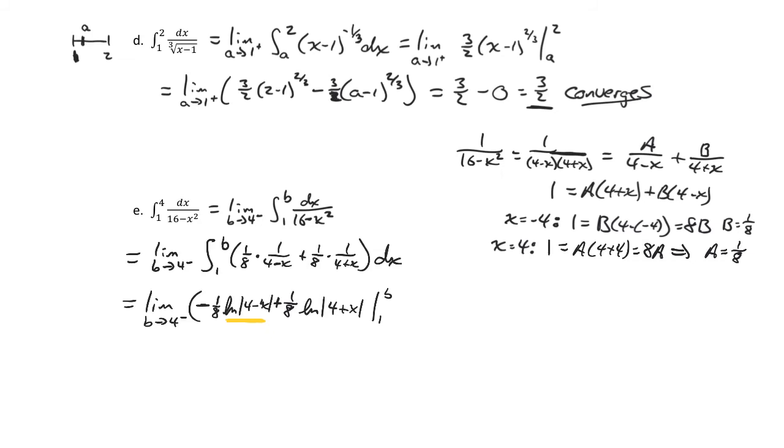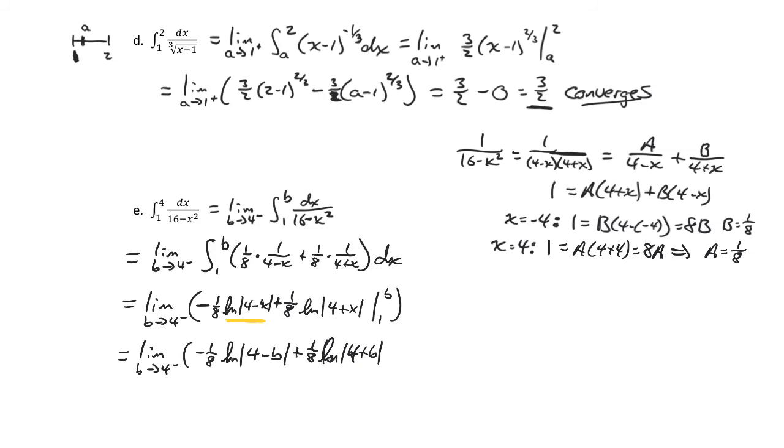This is the integral from 1 to b. And now we can let b approach 4 from the left. Well, we've got to substitute things in, don't we? So this is going to be the limit as b approaches 4 from the left, negative 1/8, natural log, absolute value of 4 minus b, plus 1/8 of the natural log of the absolute value of 4 plus b.